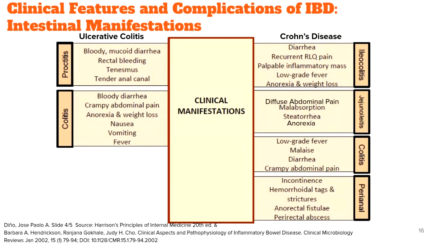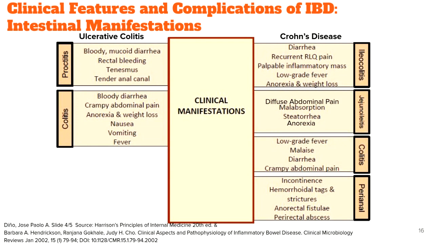Next is jejunoileitis, presenting with diffuse abdominal pain, malabsorption, steatorrhea, and anorexia. Next, you have colitis, presenting with low-grade fever, malaise, diarrhea, and crampy abdominal pain. It is also important to note that colitis may have a similar presentation to ulcerative colitis due to its location, so it may present with bloody diarrhea with mucus. And the last presentation of Crohn's disease is perianal, characterized by incontinence, hemorrhoidal tags and strictures, anorectal fistulae, and perirectal abscess.